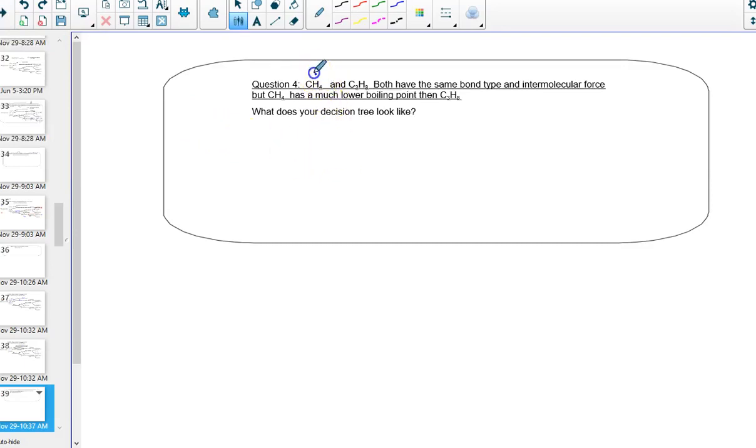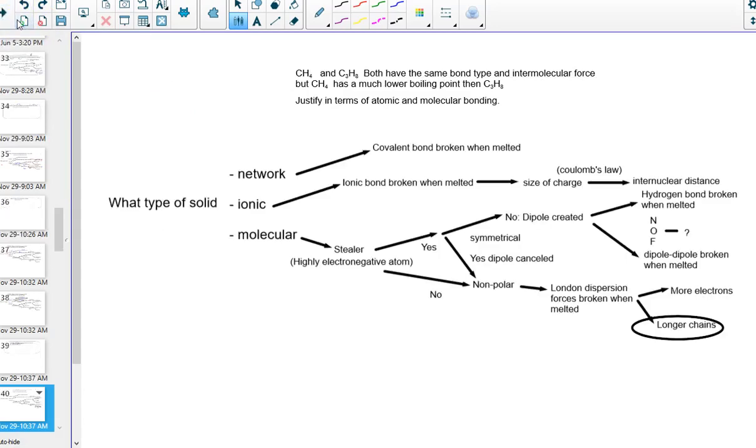Alright, CH4 and C3H8. What does your decision tree look like? Go ahead. What are your talking points? Alright, here we go. Let's do CH4 in blue. It's molecular. Does it have a dipole moment? And the answer is no, because it's symmetrical. So it's nonpolar. And in this case, CH4 is going to have, well, not much.